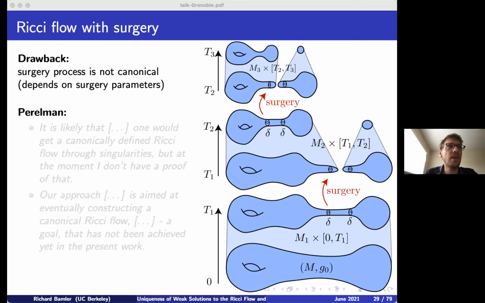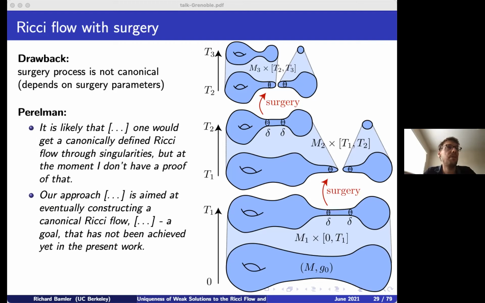This was also recognized by Perelman in both of his papers. For example, in his first paper, he wrote, it is likely that one would get a canonically defined Ricci flow through singularities, but at the moment I don't have a proof of that.